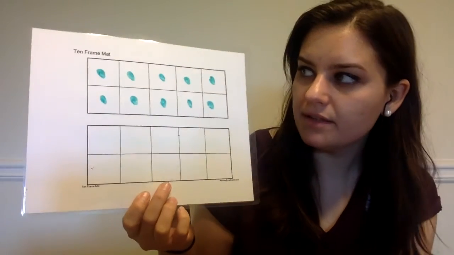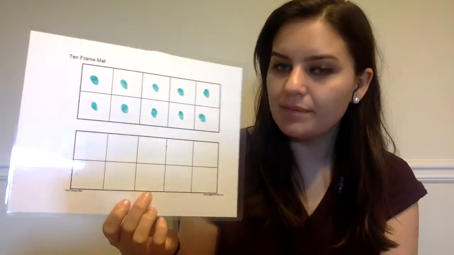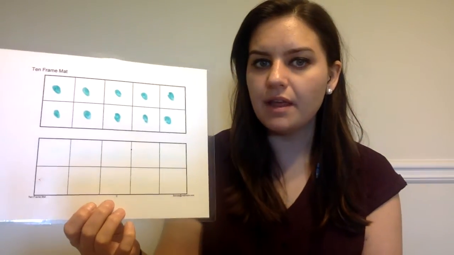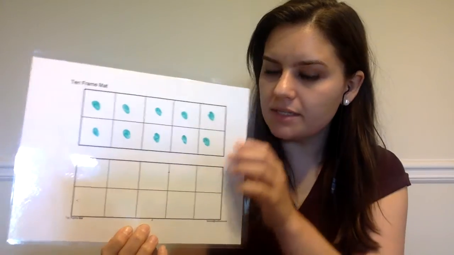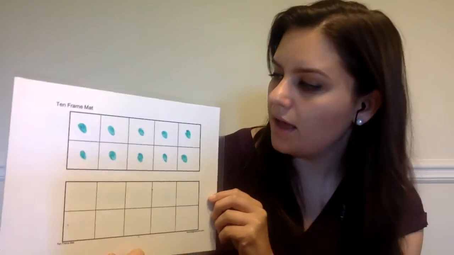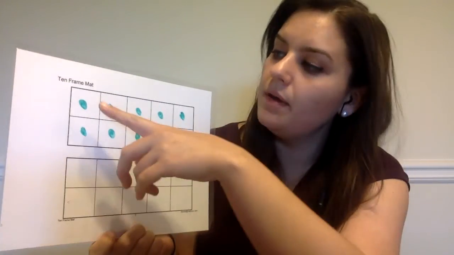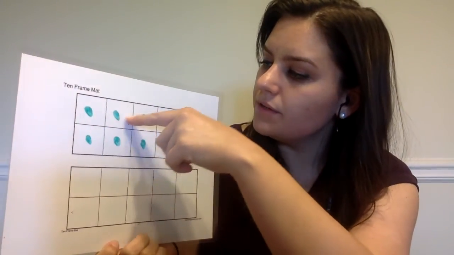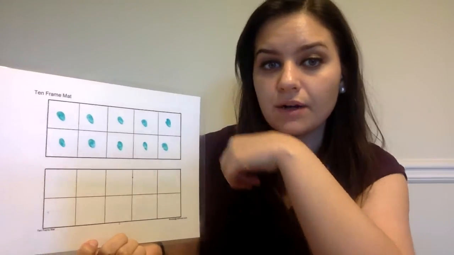Another way that we can see our teen numbers and represent them is by using another type of 10 frame mat. So this one has two 10 frames to show the different teen numbers. That way you can show a group of 10 and your extra ones. So we see the group of 10 at the top. We know that it's a group of 10 because the 10 frame is filled all the way with these circles. So we have 1, 2, 3, 4, 5, 6, 7, 8, 9, 10 circles.